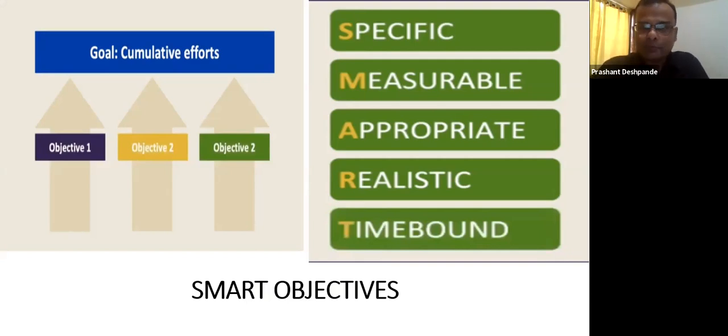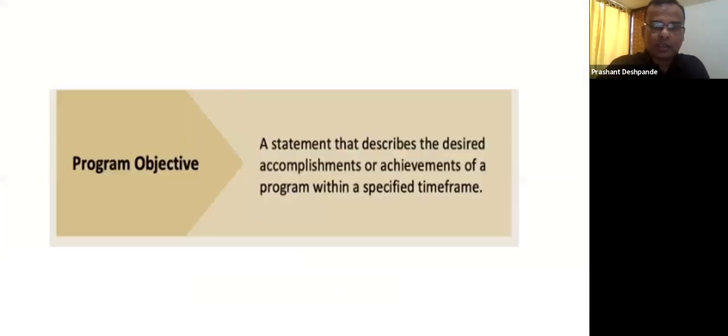Then it should be time bound. So it should have timelines. By 1 year, this much percentage should be achieved. By 2 years, this should be the percentage we achieve. So that timeliness should be there. So we just saw what the objectives are and what SMART objectives are.